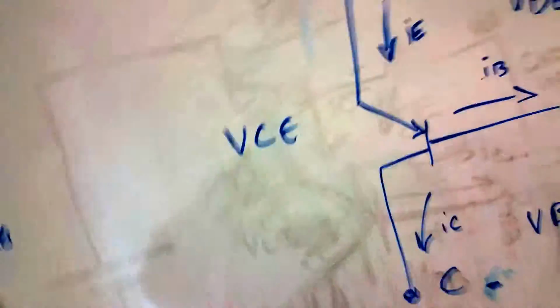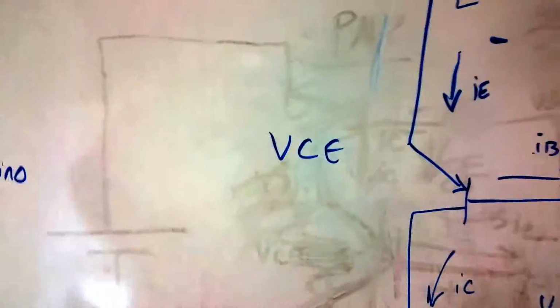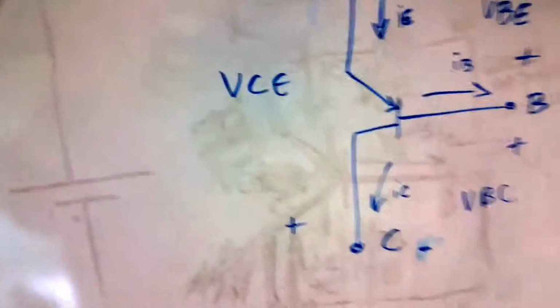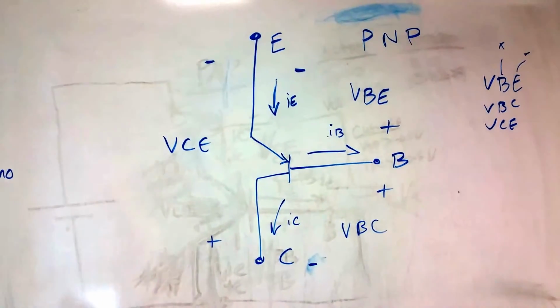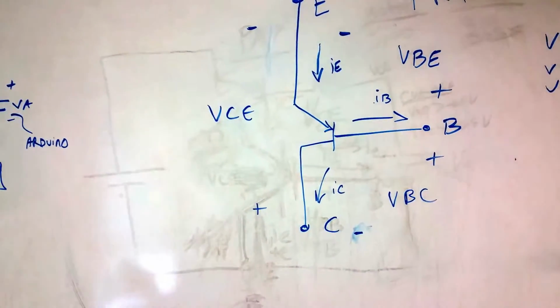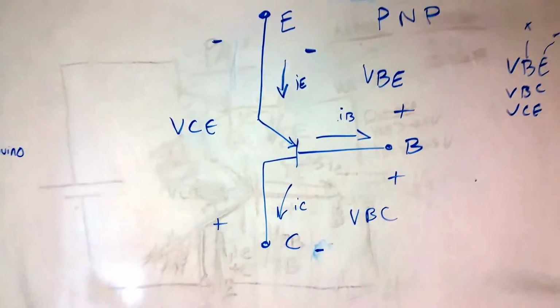For VCE, we're going to have a positive terminal coming from the C side and a negative terminal coming from the E side. And right now, you guys can probably do a KVL just to verify, but as I know, all these are correct, and this is how you want to properly label a PNP transistor.